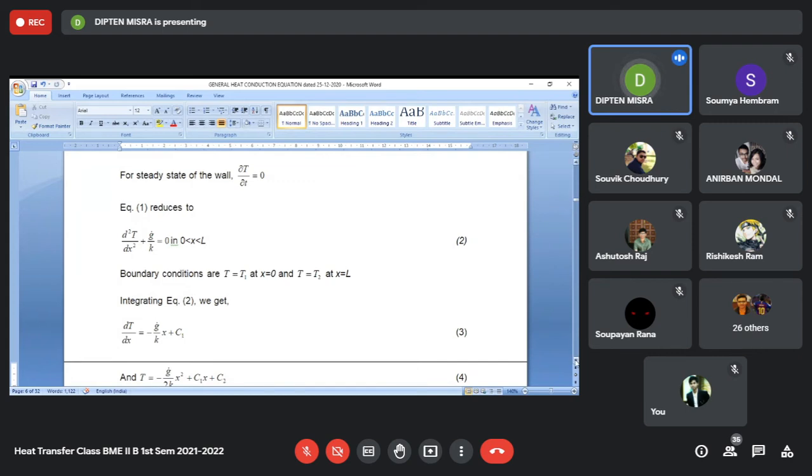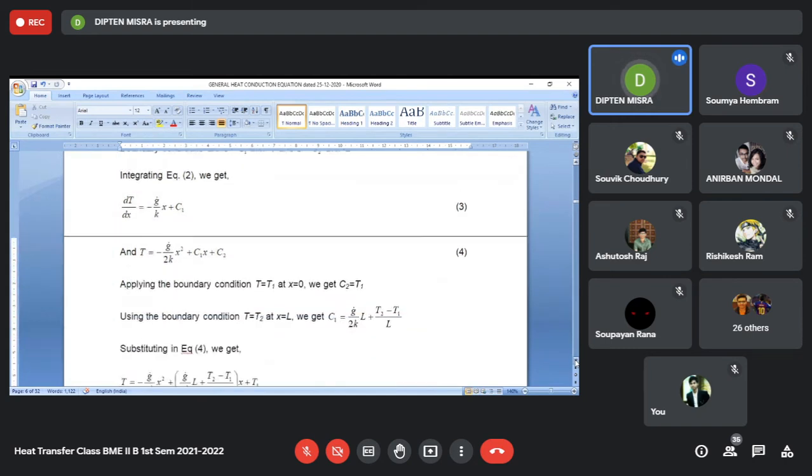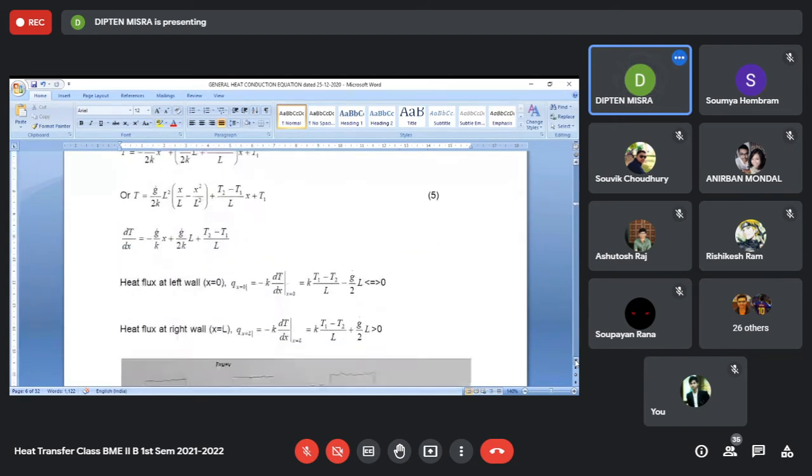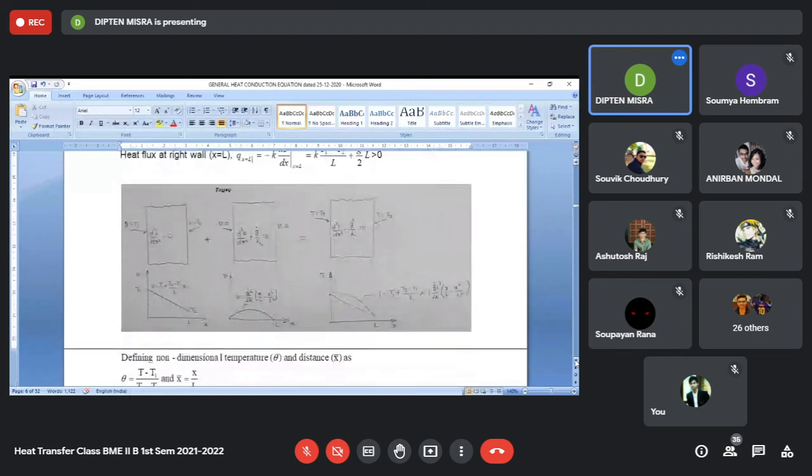Now let us discuss one more thing out of this complex problem. Before we go into that, let us further see what the final solution will look like. To know the final solution, if we take this problem and solve it, the solution will be E equal to T1 plus T2 minus T1 by L into X.